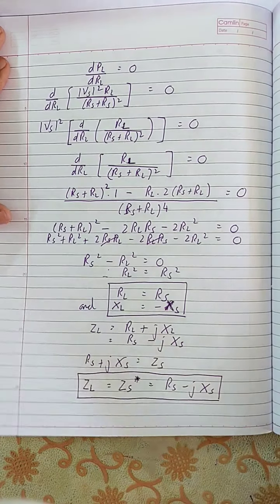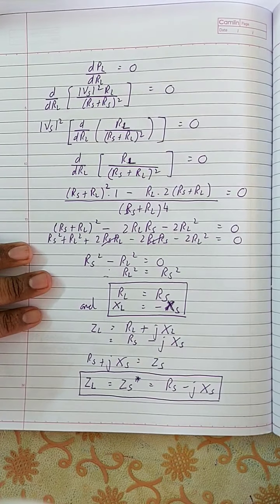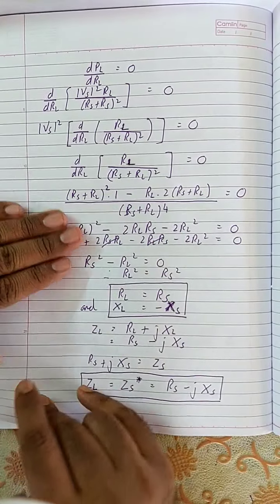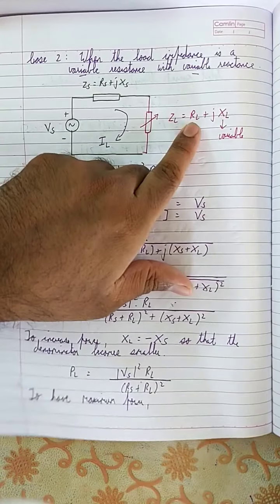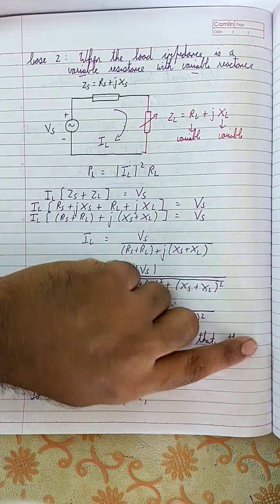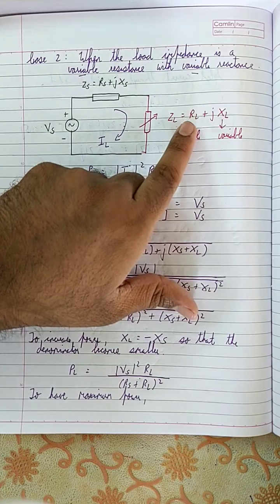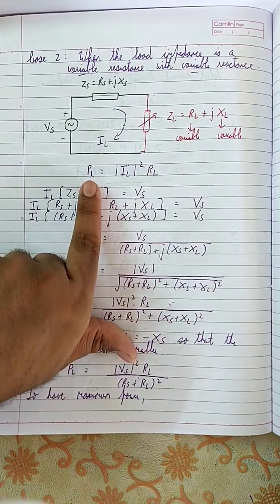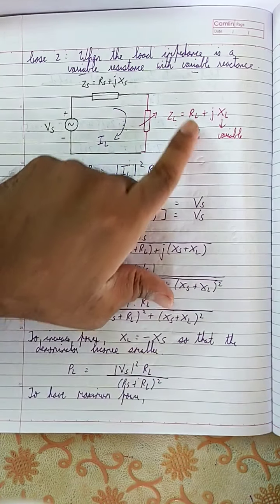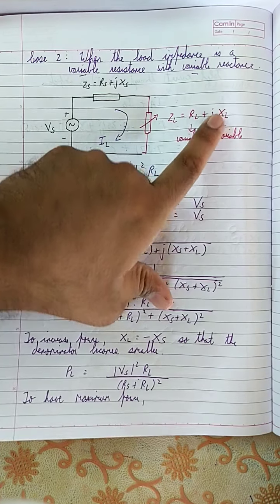Okay. So this is case 2. You can only apply this when both the resistor and the reactance are variable. Right? You can't touch the resistor, because if you change the resistor, you are basically changing the power also. So you can't touch this, but you can change this, and that's how I changed it.